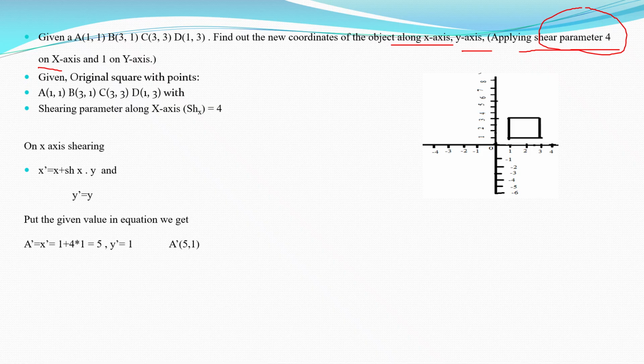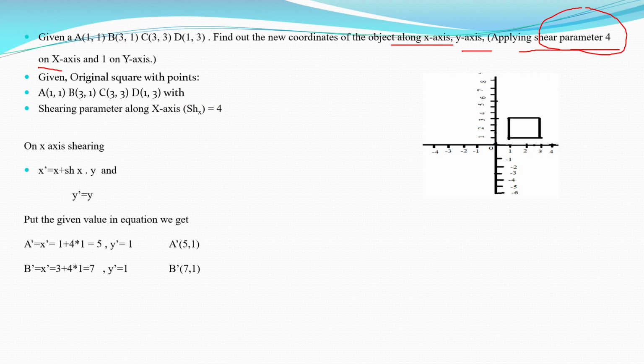That is 4. Okay. So we have to put all the given values: 1 plus 4 into the x value, and y is 1. So what we get is 5 as the x value, and y is the same as what we are given, that's 1. So A dash, where A is 1 comma 1, becomes 5 comma 1 after shearing on the x-axis.